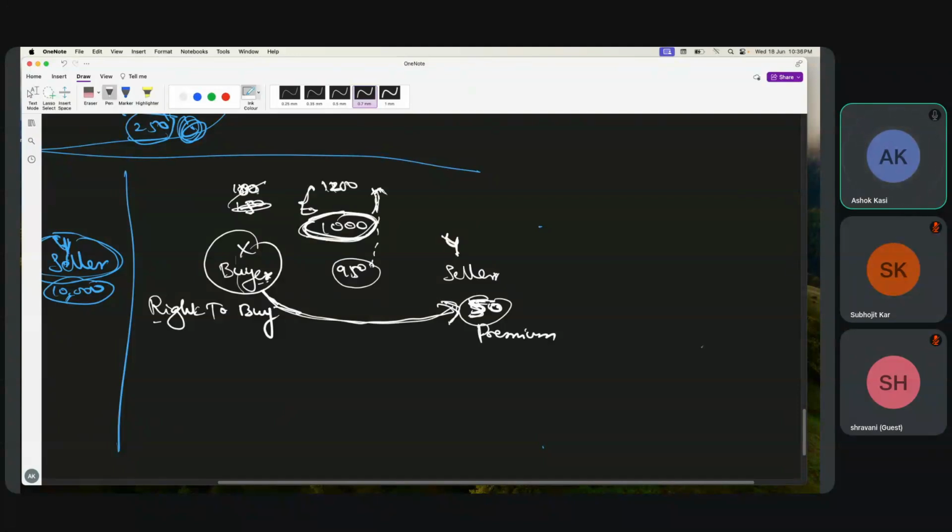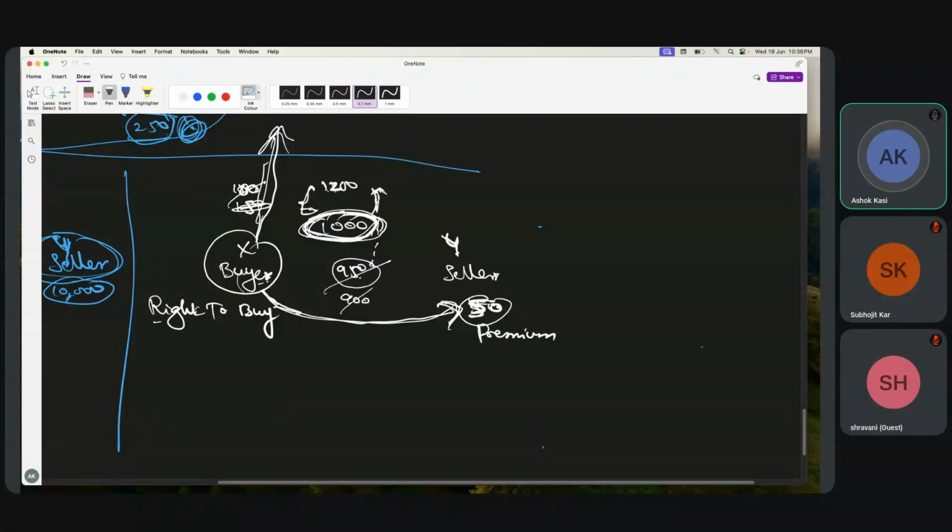And in case the price goes to 950, what will the buyer do? The buyer will say, I don't want to buy it for 1000. He will not execute, and so he is going to lose only 50. So the buyer's maximum loss is 50. If it goes to 900, still he will not execute, because he wants the price to go up. Anything beyond 1000 he is going to execute. Anything lower than 1000 he will not execute.